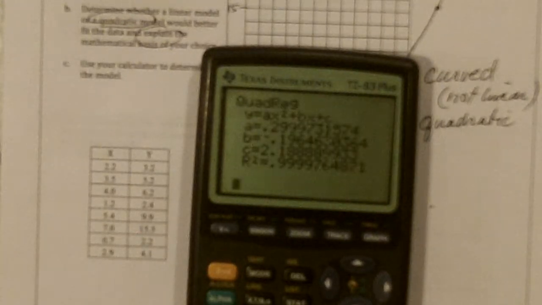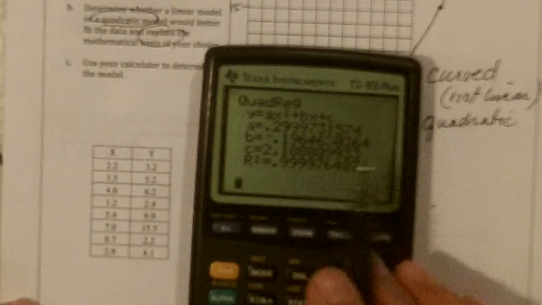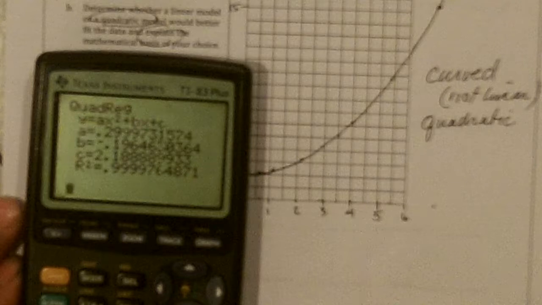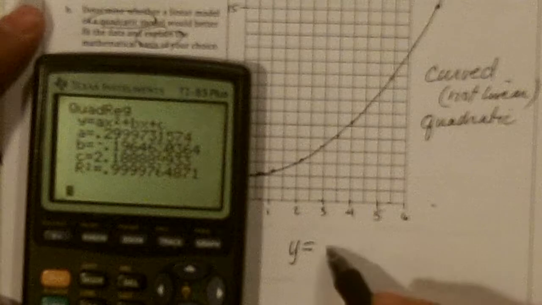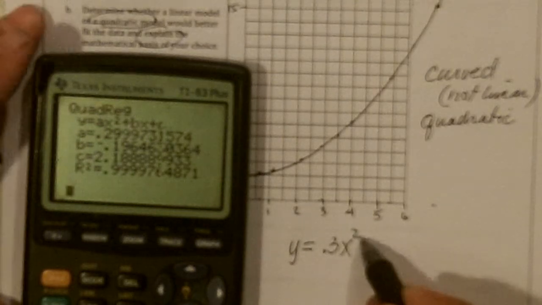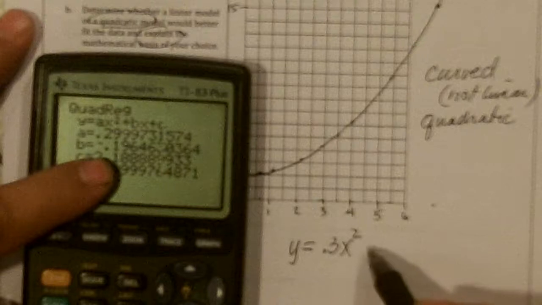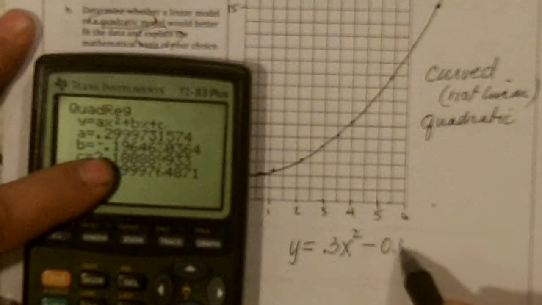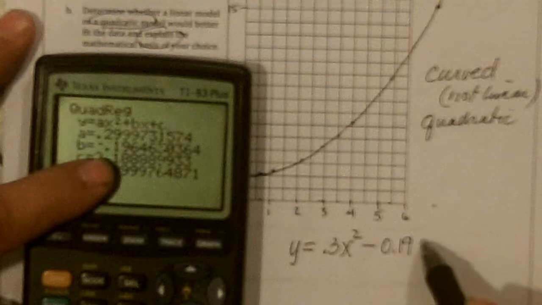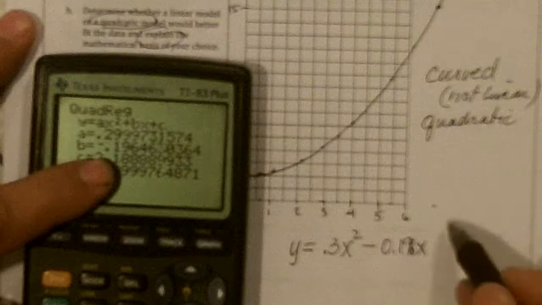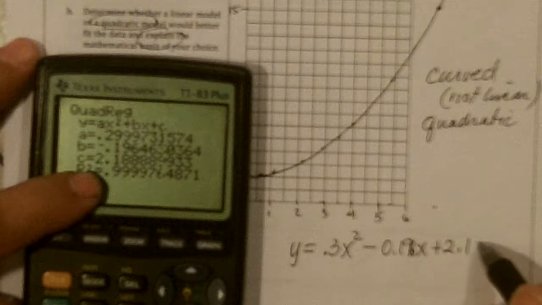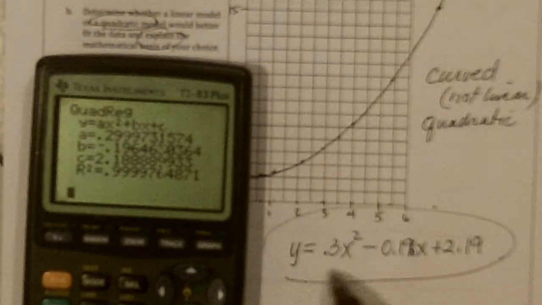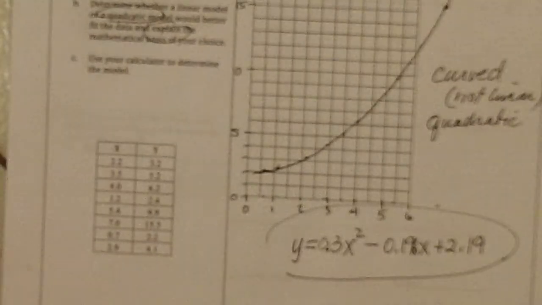Enter. And it says it fits pretty well. R squared is 0.99999. The equation it came up with is y equals 0.2999, that's basically 0.3x squared, minus 0.196, well, basically 0.2x, and then it's plus 2.18888, 2.19. There's the equation according to the calculator.